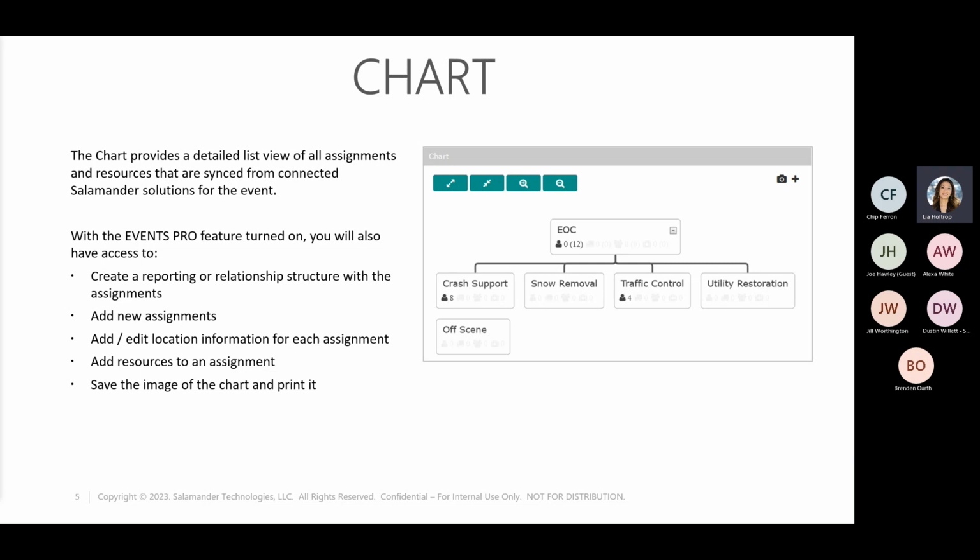Okay. So with the Events Pro feature turned on, you'll have additional functionalities within the chart tile to be able to create that reporting or relationship structure within the assignment. So you'll be able to create that chart. You also have the ability to create new assignments. There's a plus button on here to add those assignments. You can right click any of these assignments and add and edit location information for each of them. Within that assignment detail window, you can also add resources. So you can add people, you can add equipment, you can add collections, all from Salamander Live. And the last one on here is being able to save an image of the actual chart itself, and you can print that off or save it, so you can use it for future events if need be. Okay.